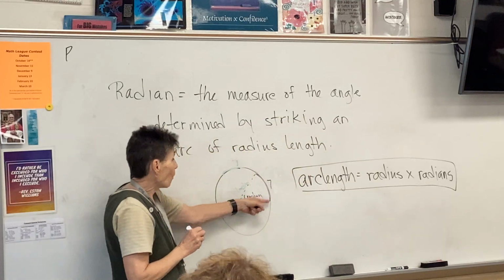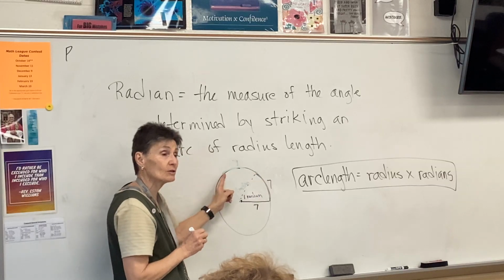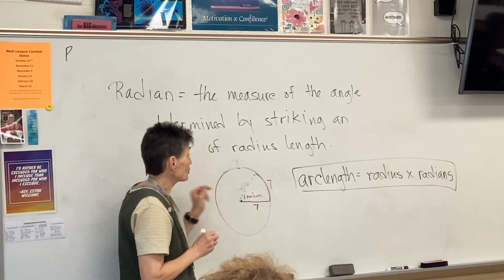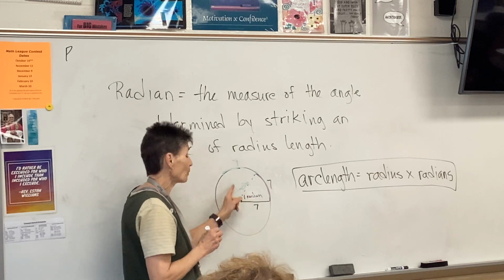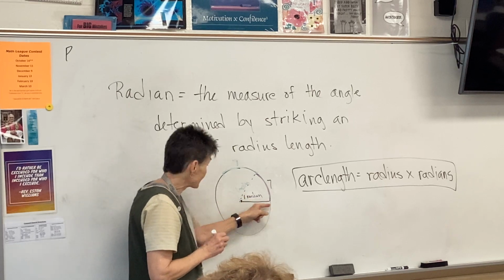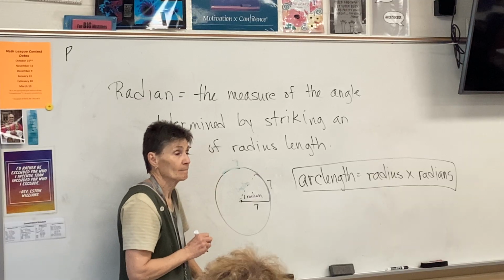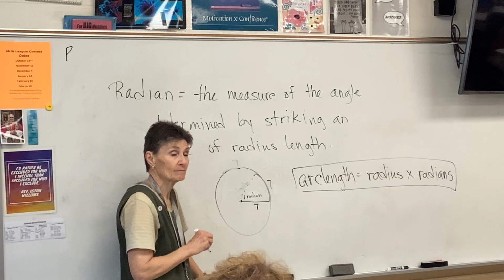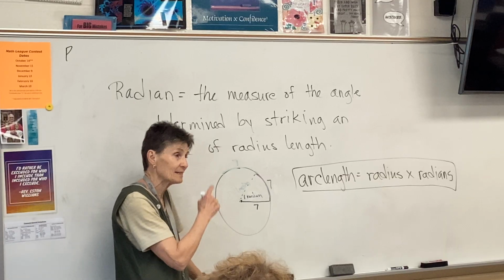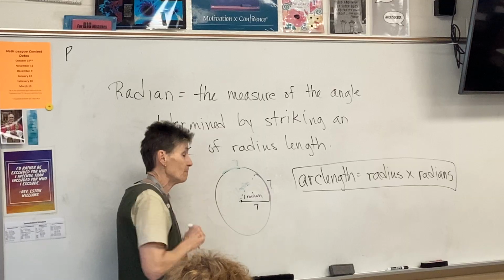So 14, which is the arc length, is the radius, which is 7, times the radians, which is 2. 7 times 2 is 14. We're going to do some problems with that a little bit, but just hang on to that. Write that down somewhere on the color check or something. That's going to be useful for us.